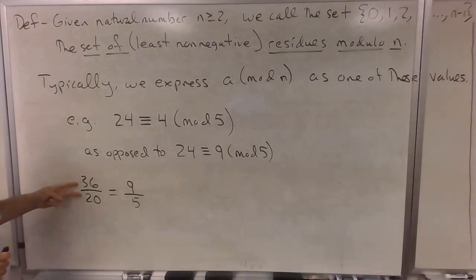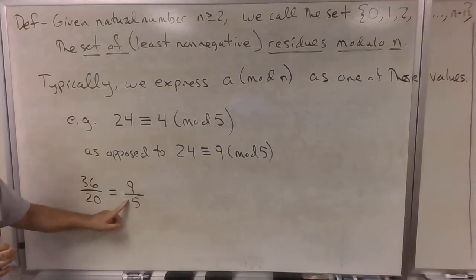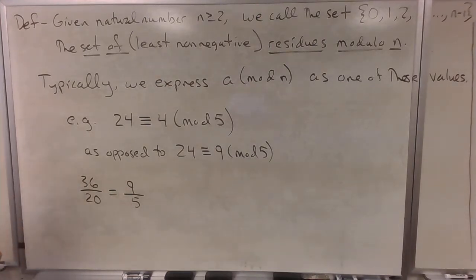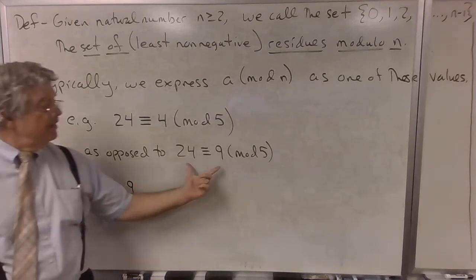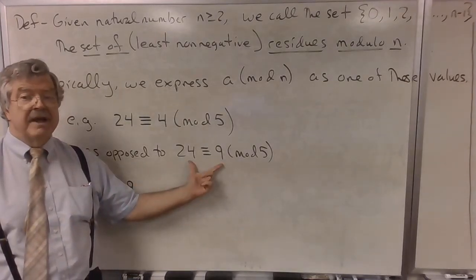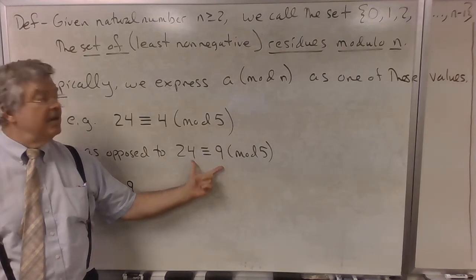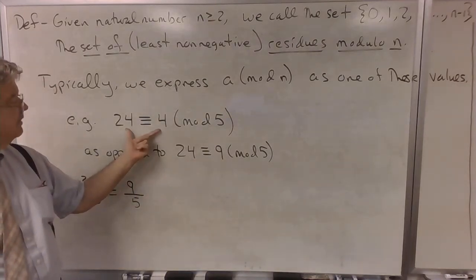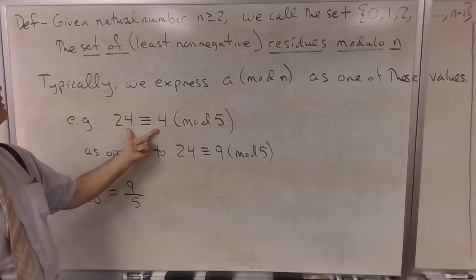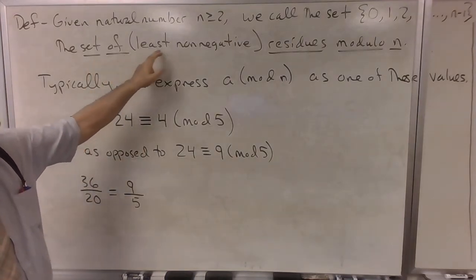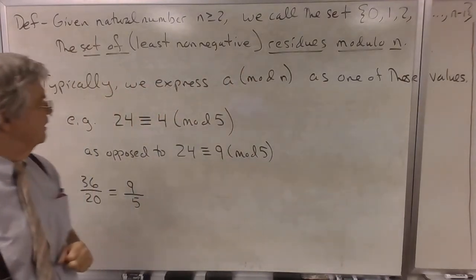And in our calculations, sometimes we'll have an expression like this. And while we're calculating, this is fine. But once we do all of our calculating, we like to have our answer in this form. Similarly, this is not incorrect. This is fine. But it's preferable to have 24 expressed in terms of a least non-negative residue modulo n.